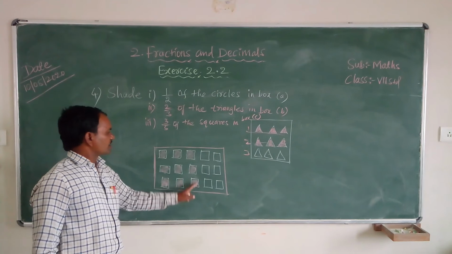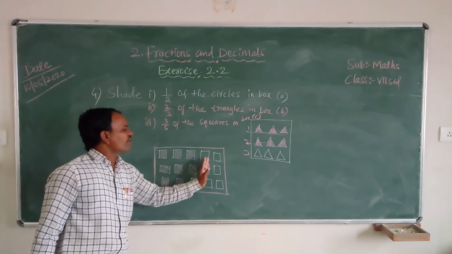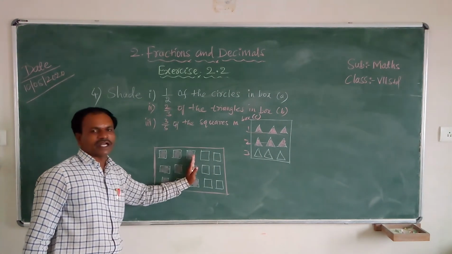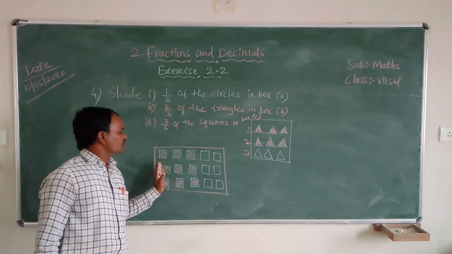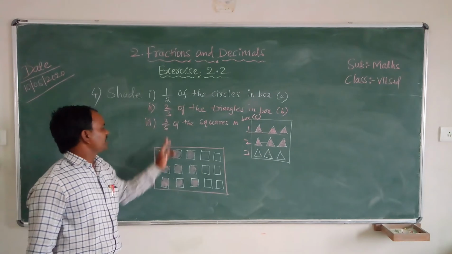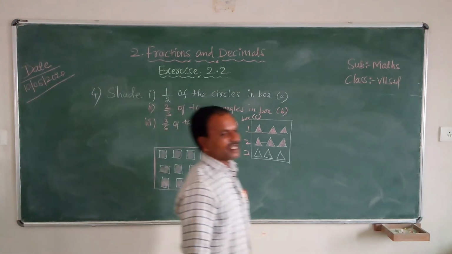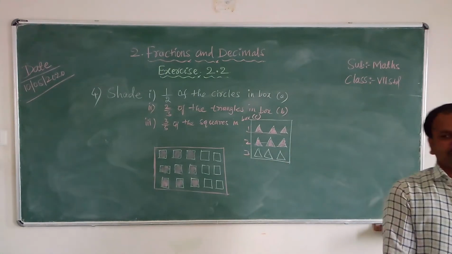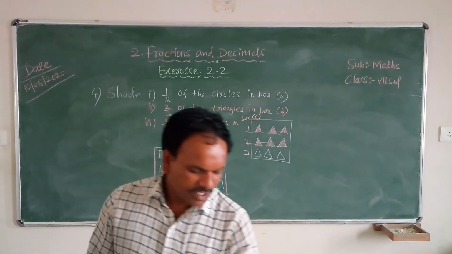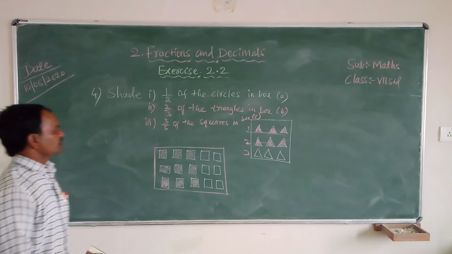1, 2, 3. 1, 2, 3. Total 3 by 5. 1, 2, 3, 4, 5. The shaded portion is there. 3 shaded portions, 1, 2, 3 shaded. The remaining are not shaded. Why? Because total 5 is there. 1, 2, 3, 4, 5. Total 5 inside, 3 shaded portions. So like this you have to shade the portion of the given fraction. Have you understood, my dear students? Yes. Okay. So I go to the next question.